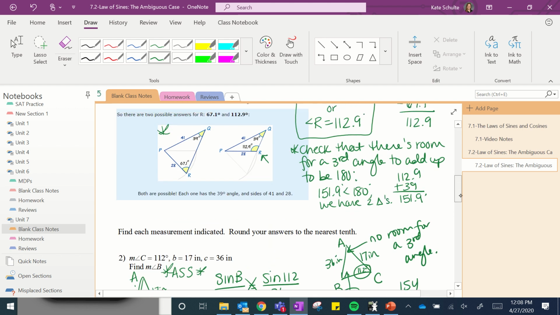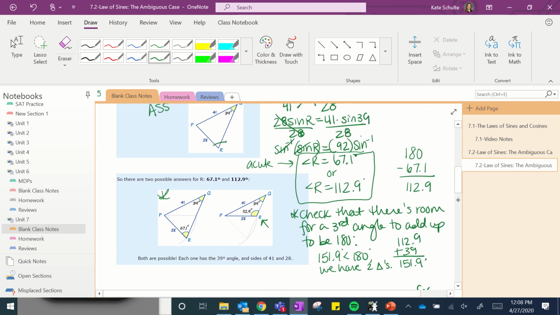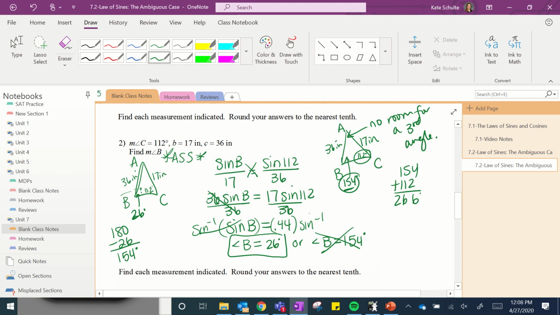Okay, so that's what I meant here by checking, right? In this first case that we did, when we checked the new angle that we found for angle R, added to the original 39, it was 151.9. That was less than 180. That means we can have two options for triangles because there's room for a third angle. But since 266 is already greater than 180, there's not room for a third angle, and that means there's no triangle. Okay, so there's only going to be that first one that we found.